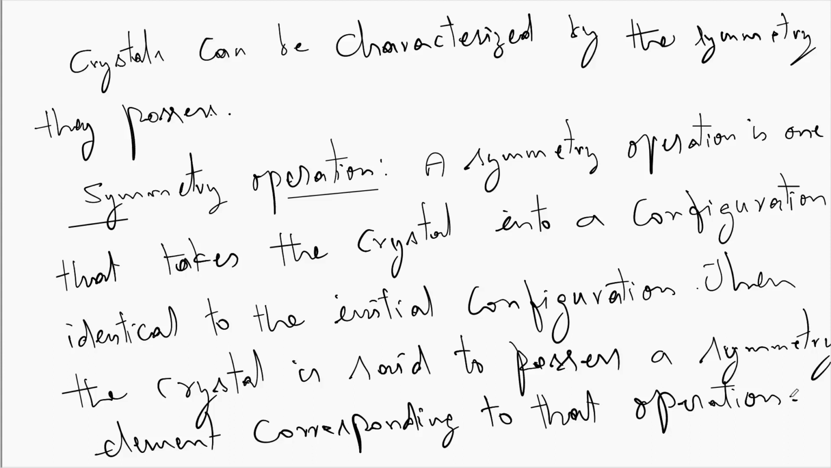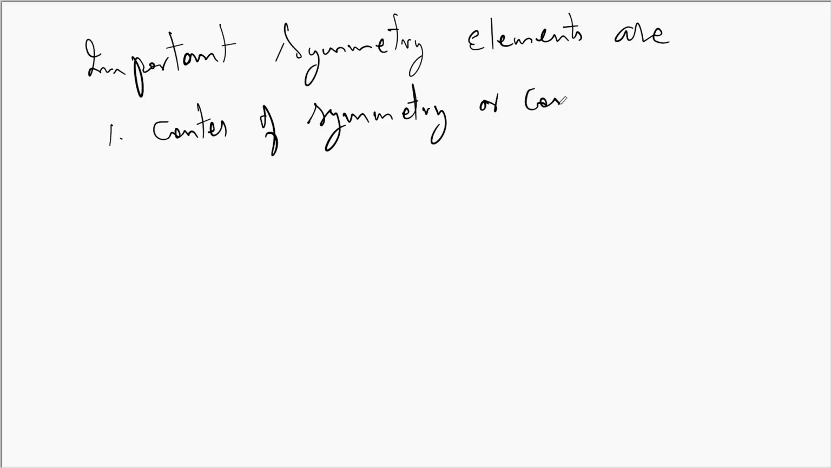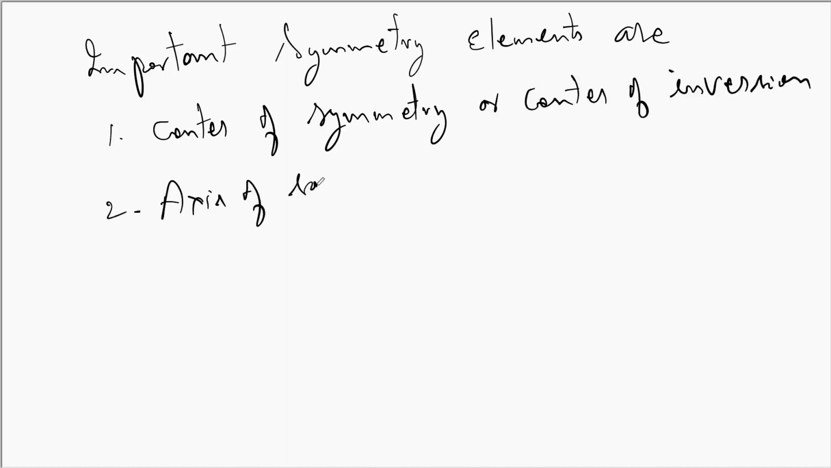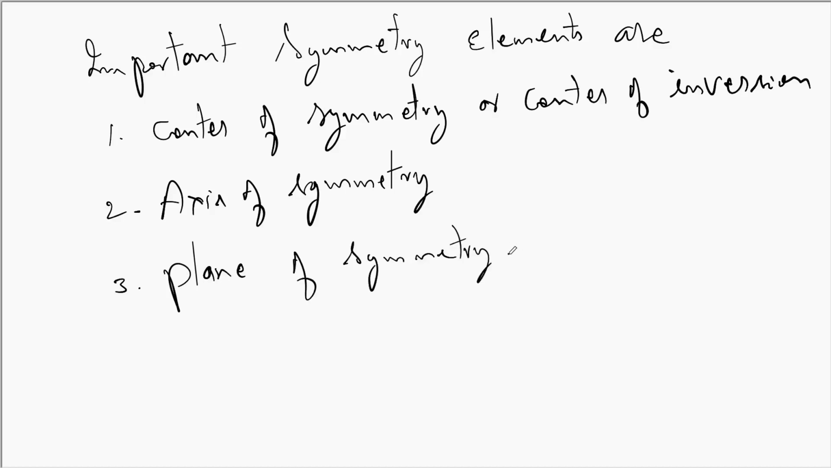If after performing this particular operation the crystal goes into a position indistinguishable from the initial position, then we say that the operation is a symmetry operation. The important symmetry elements are center of symmetry, also called center of inversion, the second one is axis of symmetry, and the third one is plane of symmetry. With the help of a cube, we shall try to understand the symmetry operations and the symmetry elements.